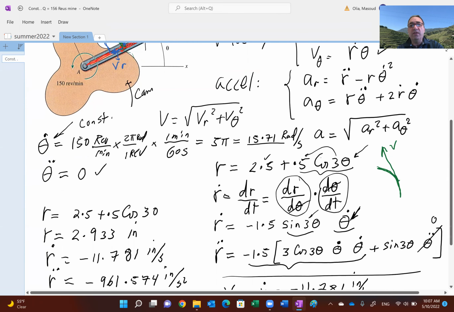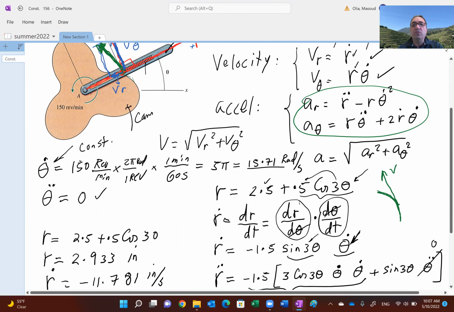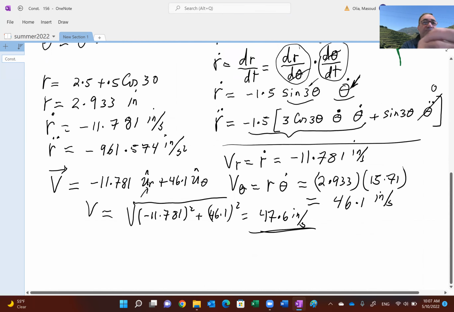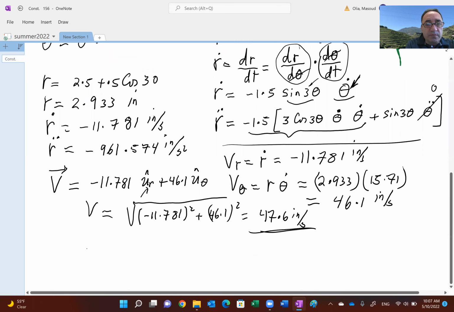Okay, so now you have an idea how we have to do the acceleration. Remember, there are two components of acceleration here, right? Radial and transverse. So go ahead and just plug in. So A sub R is what? R double dot minus R theta dot squared. So go ahead and just plug in these numbers, and I'll give you the final outcome, minus 1,685 roughly inches per second squared.